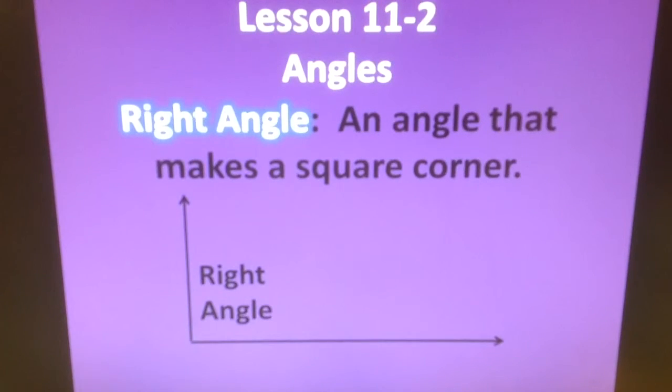A right angle. A right angle is an interesting kind of angle. It is the kind that has a square shape to it. It's like the corner of a square. An angle that makes a square corner is called a right angle.